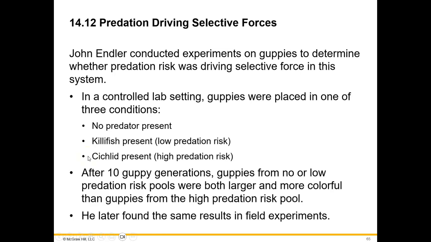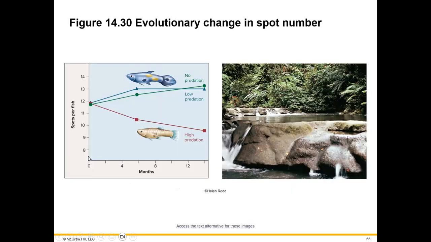After just 10 generations, the guppies from the no or low predation risk pools were both larger and more colorful than the guppies that were in that high predation pool. He later found the same results in field experiments. So we observe the less predation there is, the brighter colors, the more spots, and the larger the guppies will be.